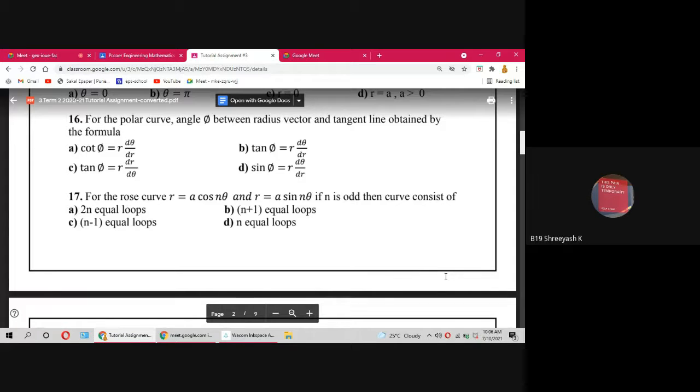Question number 16, the answer is C: tan phi equal to r d theta by dr. Thank you, sir. Question number 17. It is the equation of a Rose curve, and whenever n is odd, n loops are there. Remember, and whenever n is even, double of that, that is 2n loops are there. So here n is odd. So how many loops are there? n loops. D option, last option.